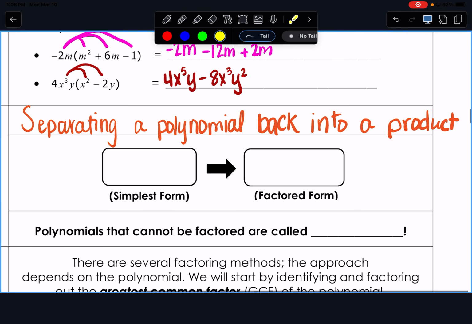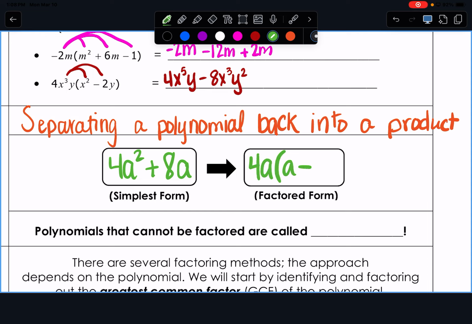So kind of what we're doing is we are taking a problem that is already in its simplest form, like 4a squared plus 8a, and we're rewriting it back as a product. So in factored form, it would be 4a times a plus 2. That's what it would look like. That's what we're doing when I say factor.